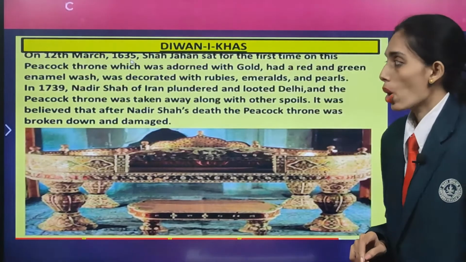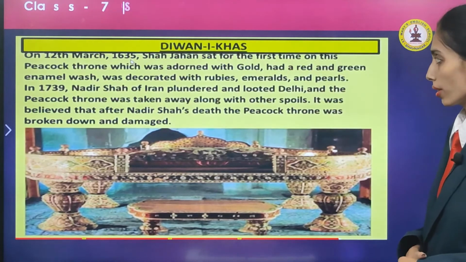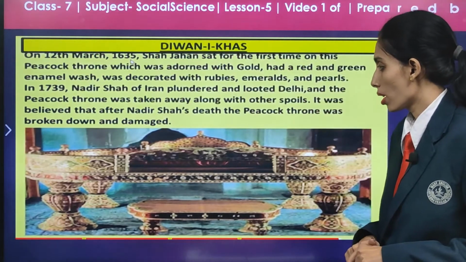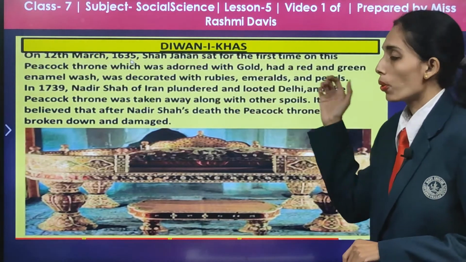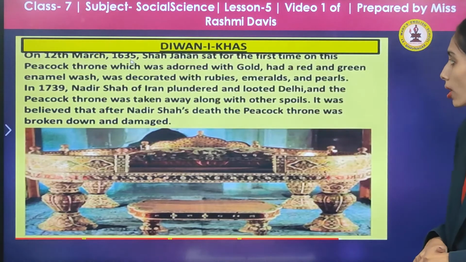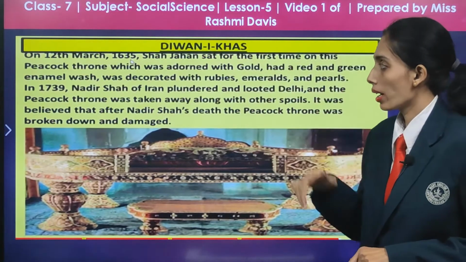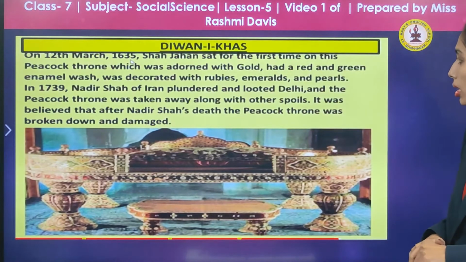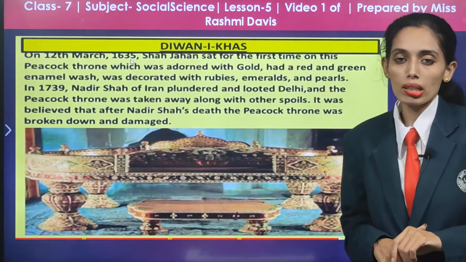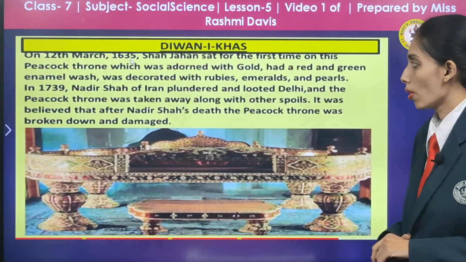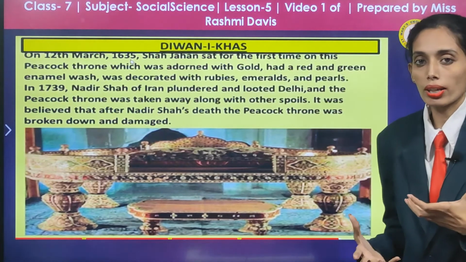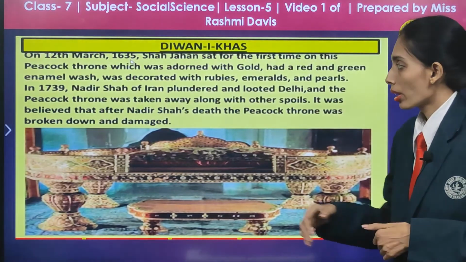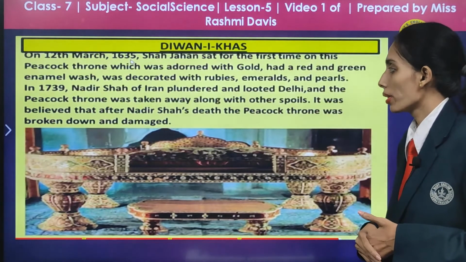Diwan-e-Khas. On 12th March 1635, Shah Jahan sat for the first time on the peacock throne, which was adorned with gold, had a red and green enamel wash, and was decorated with rubies, emeralds and pearls. In 1739, Nadir Shah of Iran plundered and looted all this wealth from Delhi, and it was taken to another place.